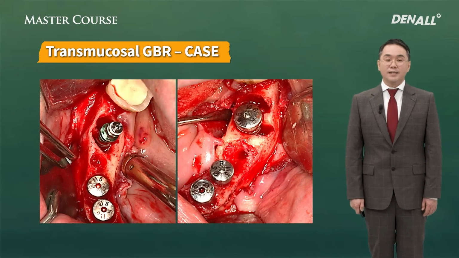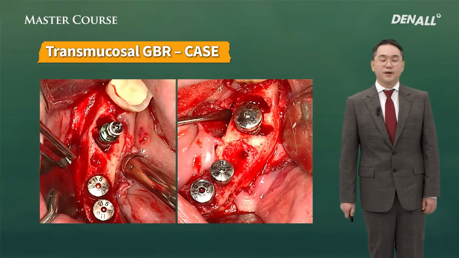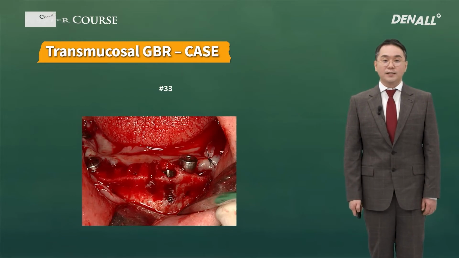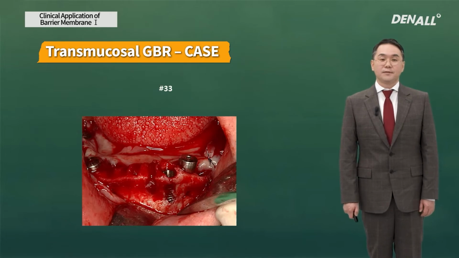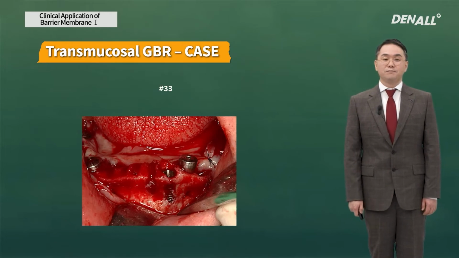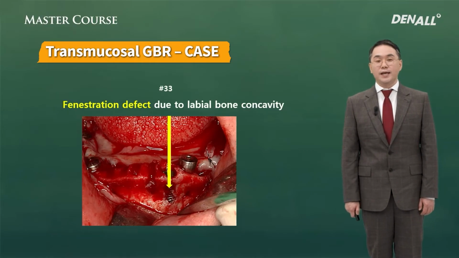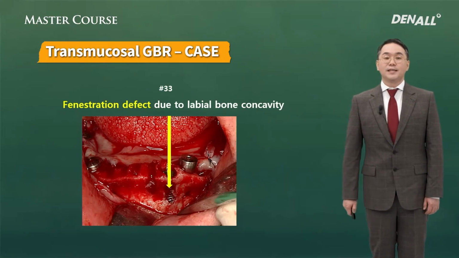fistula. After extraction, 6 implants are placed at number 3, 4, and 6 on both sides. Due to the existing labial bone defect at number 33, the buccal implant is exposed. The GBR is necessary. In this case, the implant stability is good. For immediate placement, soft tissue is not sufficient. In this case, transmucosal GBR is indicated.